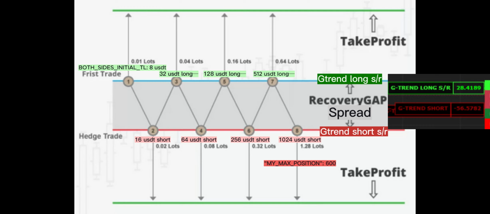Now, in this example, for example, if the max position was 600, it will trade up to 1024 before it reaches max position. Now, if you want to change the period on which Gunbot or Gtrend Futures is trading, you will need to change any of these 3 periods. Each one has its own time frame, you would say.